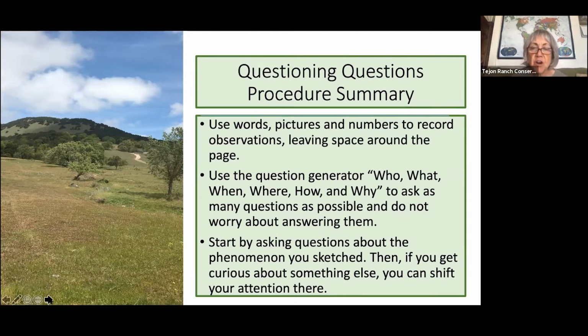So you're going to start asking questions about your phenomenon. And then if you get curious about something else while you are doing that, you can shift your focus to that other thing. This isn't so rigid that you are stuck in a subject. And this is something we've talked about in the past as well, when we've talked about following the question. So you have a question and you look for evidence to help you come up with an answer, which actually generates more questions, and on and on and on. And it's going to be the same way with this.